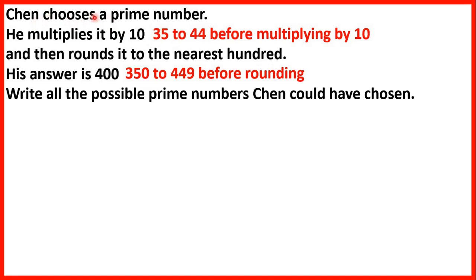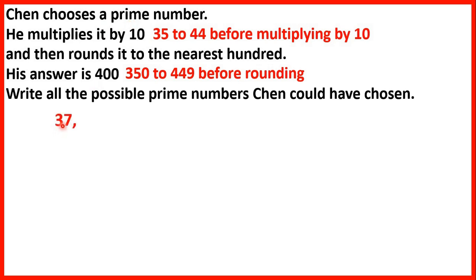Now we know that he chooses a prime number. So which numbers are prime numbers that are also between 35 and 44? Well, remember, prime numbers are numbers with only 2 factors. They're only in the 1 times table and their own times table.